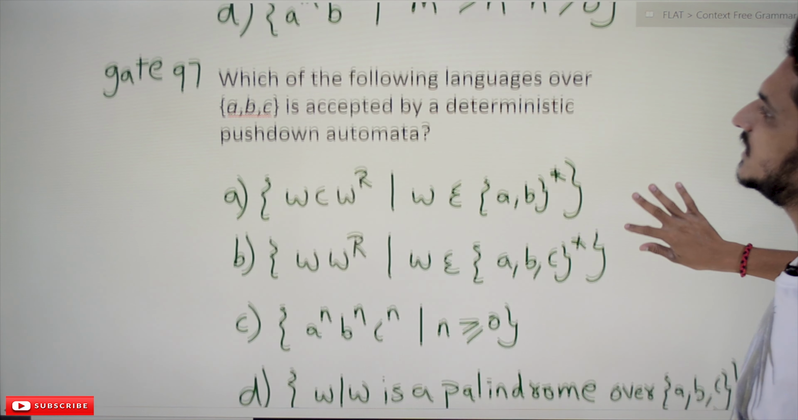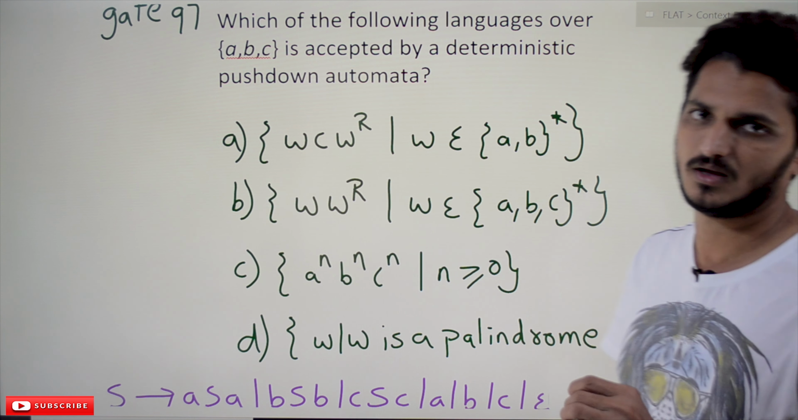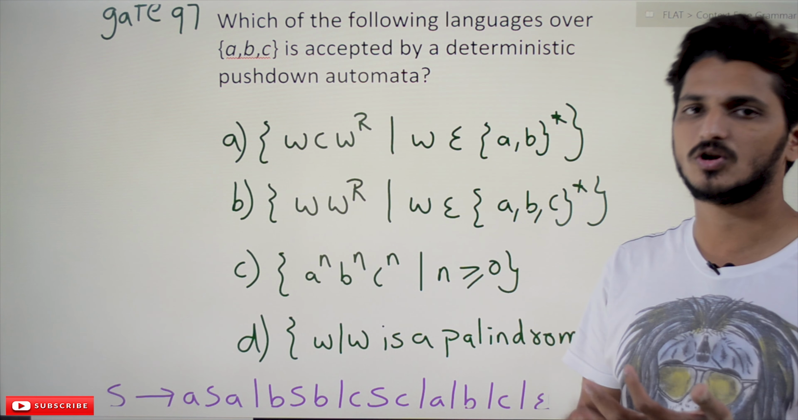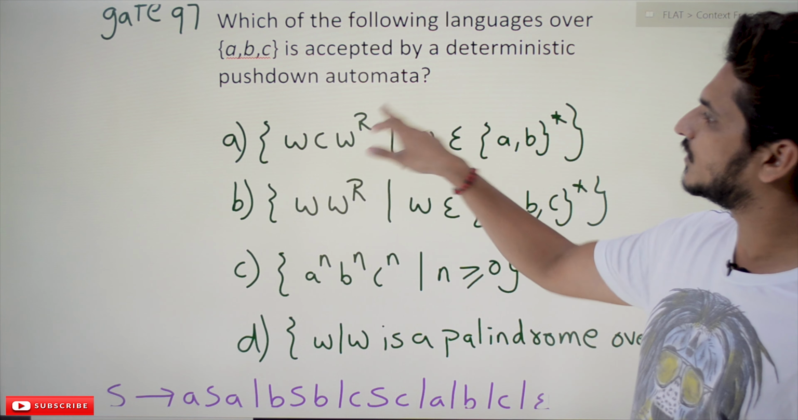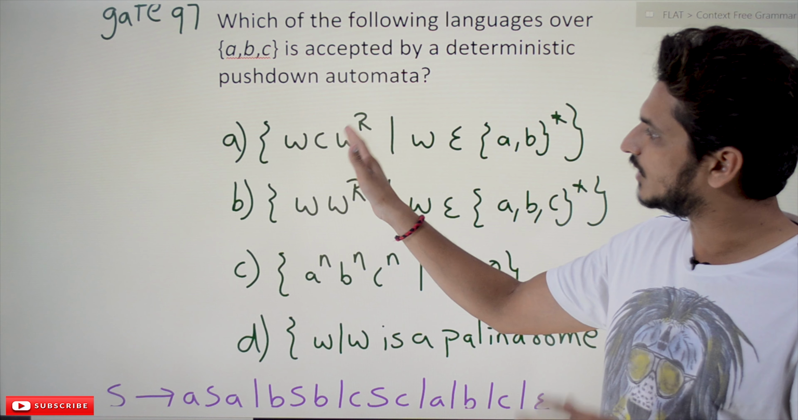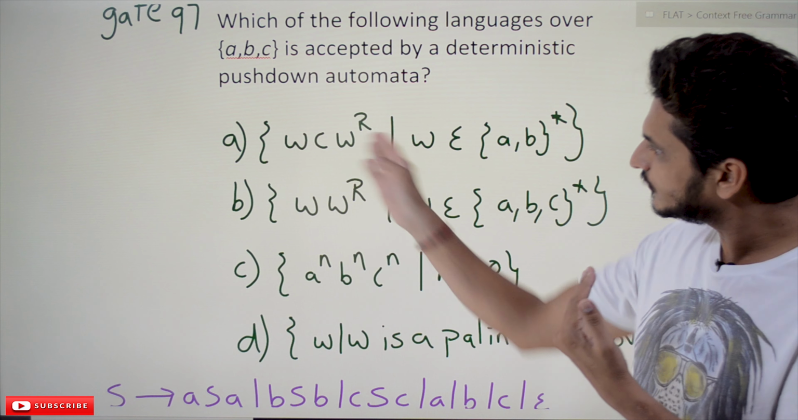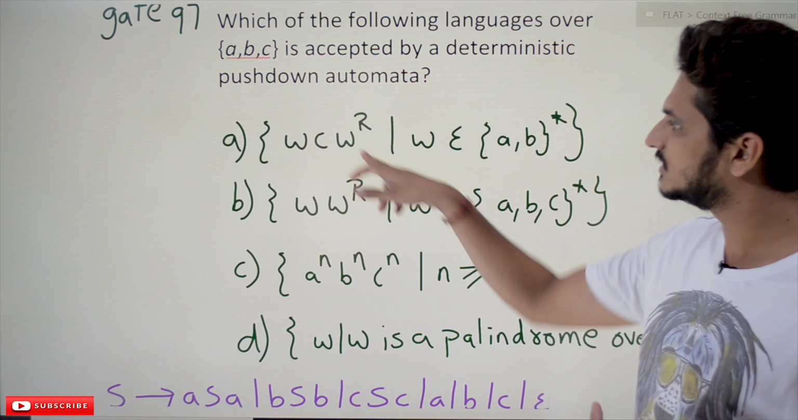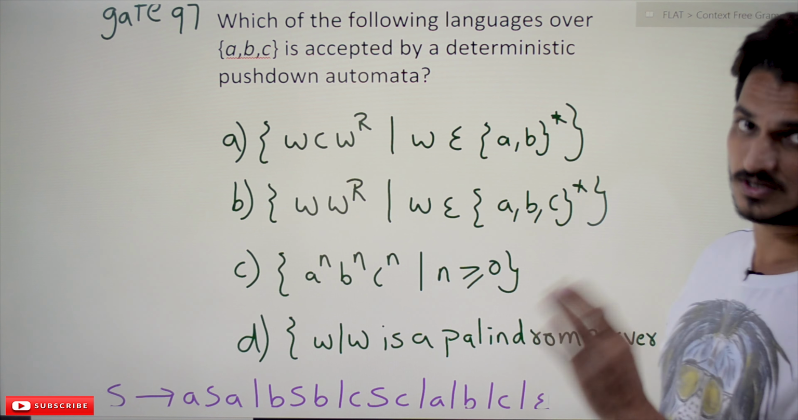Coming to the next one, GATE 97: which of the following languages is accepted by a deterministic pushdown automata? We already explained different examples about deterministic pushdown automata and non-deterministic pushdown automata. Let's take the example w c w power R, where w belongs to (a,b) whole star. Before you find c, you push onto the stack. After c, pop from the stack. Same symbols are found, pop from the stack. This can be done using deterministic pushdown automata. This example we already discussed in our previous class.